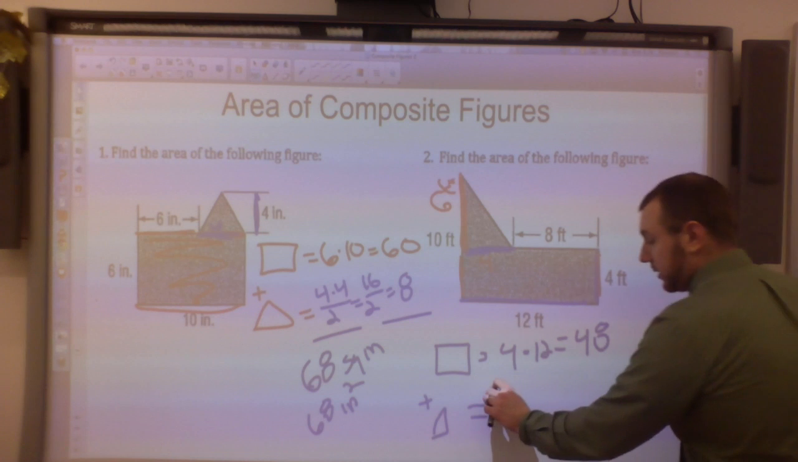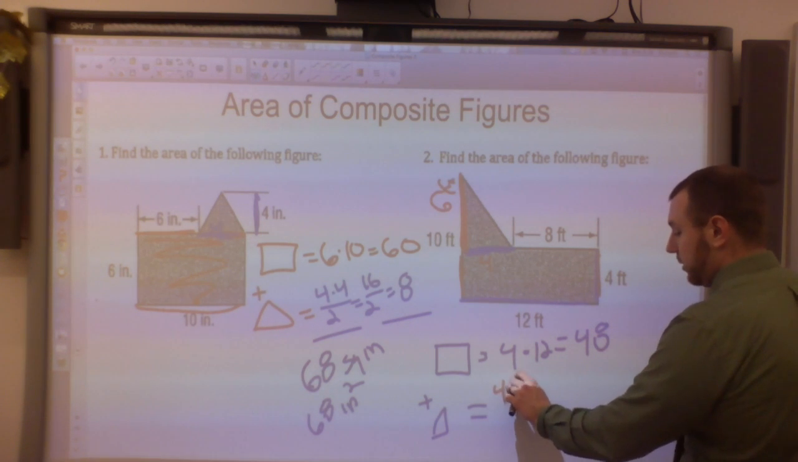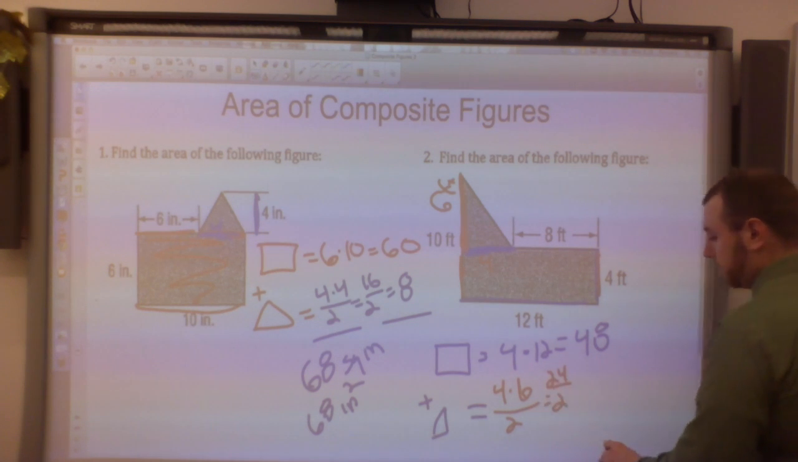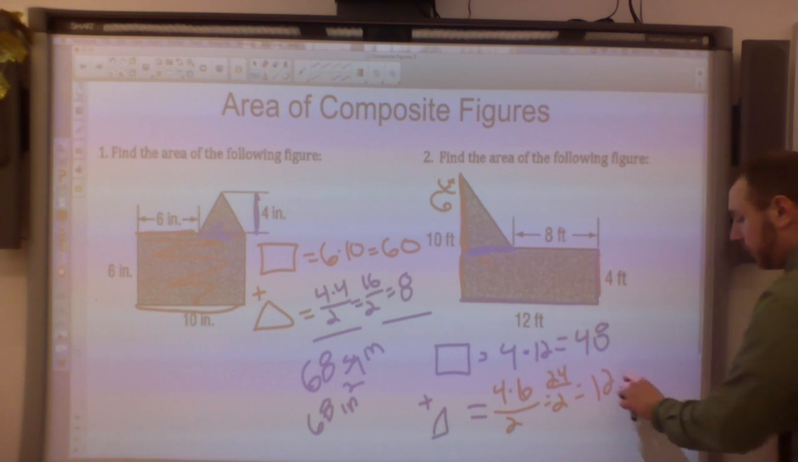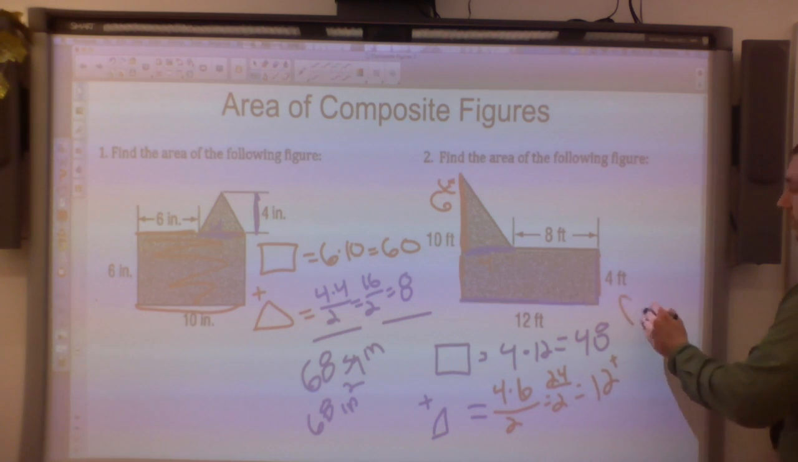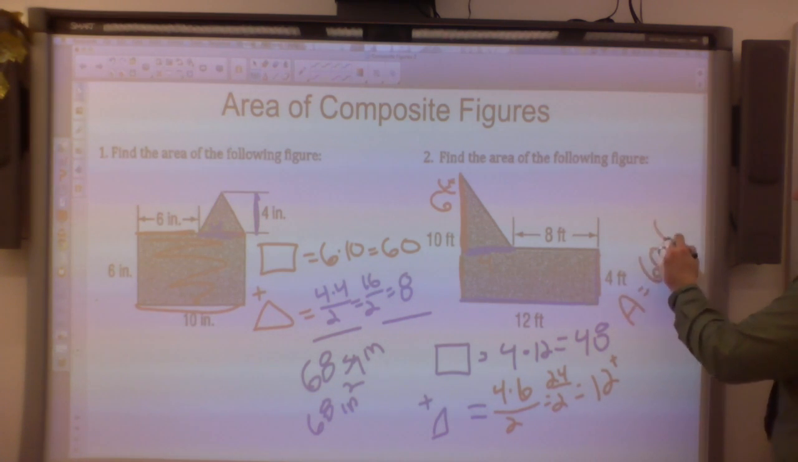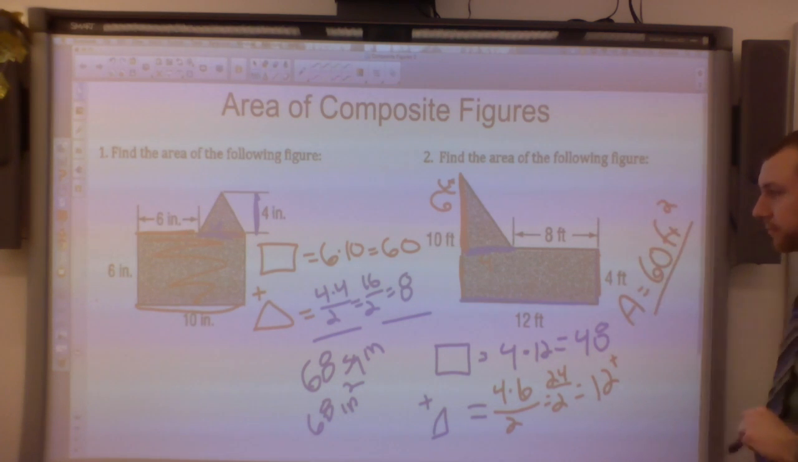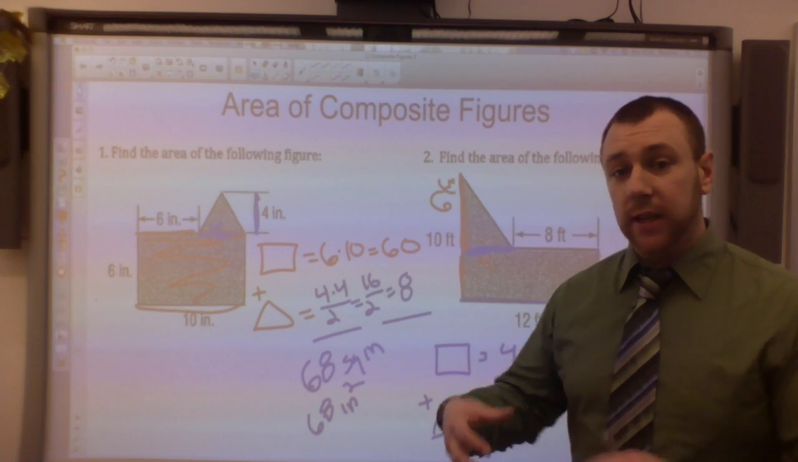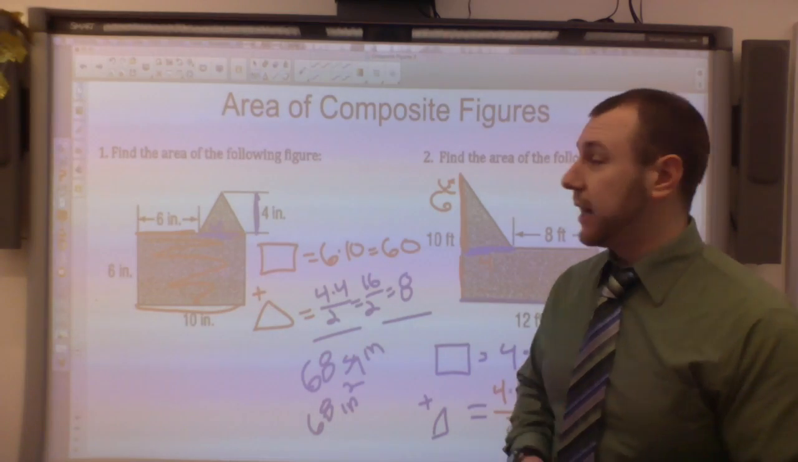So I'm going to do base times height divided by 2, 24 divided by 2, a total of 12. So when I add them together, my total area is 60 feet squared. So that's the process. I'm just going to break down the figures, find the areas, and either add or subtract.